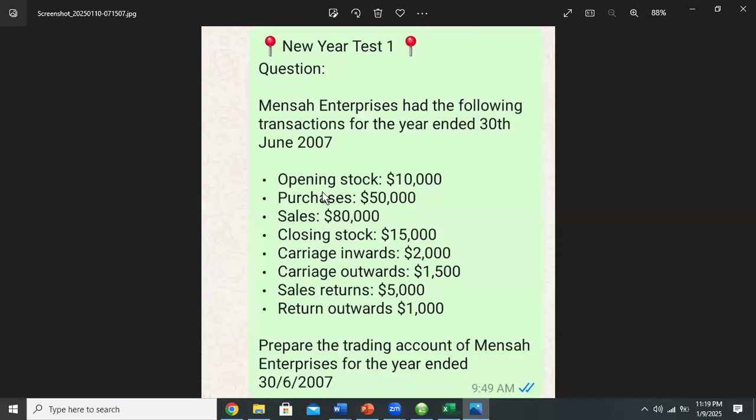So the only thing that skipped one of you was the sales returns. And please, sales returns simply means return inwards. Okay, so the two are the same, right? Likewise, when you see return outwards, it's the same as purchases returns. So I think that was the only thing. But I think I'll keep it for another time. We'll definitely solve the question. But for now, let's move on with the profit and loss account.